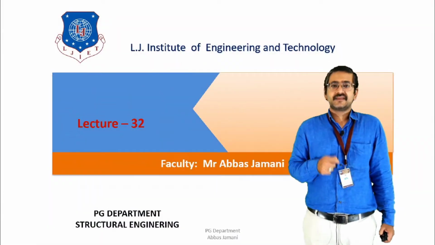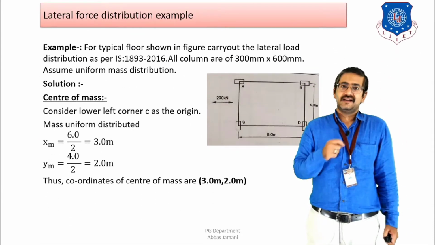Now as you know, we have started seeing a couple of examples regarding this subject of earthquake resistant design of structures. In the previous lecture, we have seen the example for calculation of center of mass and center of stiffness. In today's session, we are going to take up one more similar example where we try to understand the calculation of lateral forces, or the distribution of lateral forces, in a structural system based on the clauses of IS 1893 2016. So let us start today's session where we will take up one example for lateral force distribution.